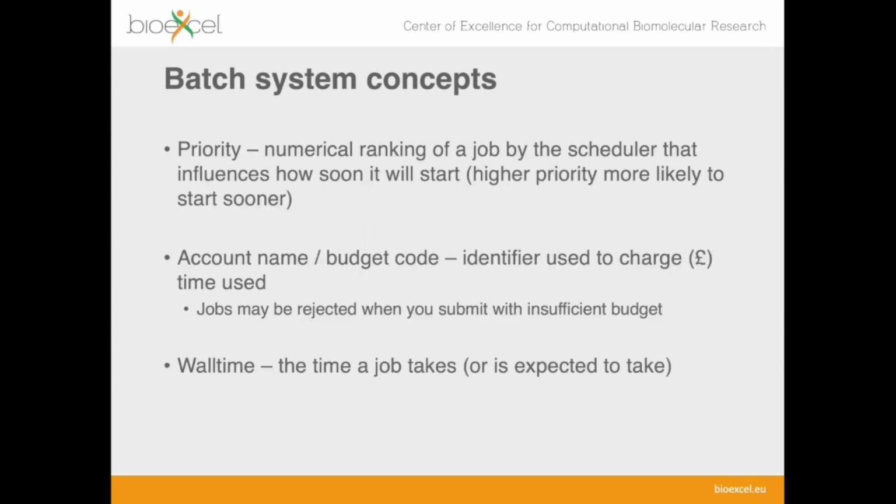Another common concept in batch systems is the concept of priority. So the scheduler has to assign some kind of priority to jobs, on the basis of which it decides how soon they will start. An account name or budget code: often there will be some numerical code that identifies the charging. Ultimately, compute time equals money, so somehow that needs to be accounted for. So that has to be specified when you write your job script.